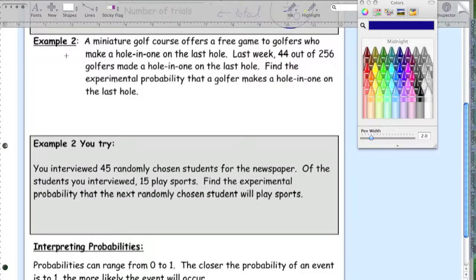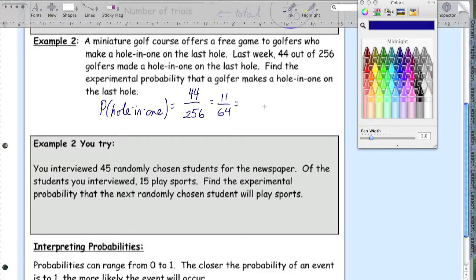Okay? Example 2: a miniature golf course offers a free game to golfers who make a hole-in-one on the last hole. Last week, 44 out of 256 golfers made a hole-in-one on the last hole. Find the experimental probability that a golfer makes a hole-in-one on the last hole. So probability of a hole-in-one, there are 44 successes out of 256 possible people who tried it. We can write that as a fraction and simplify. We get 11 out of 64.